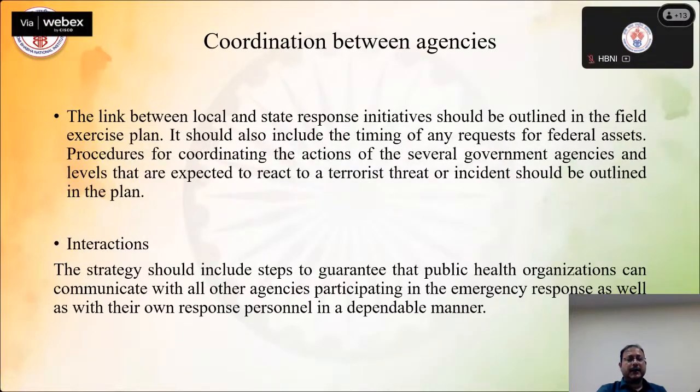Coordination between the agencies is much required. We should have a mutual aid spectrum if we want support from other nearby cities, industries, or hospitals. Then also there should be provision. The link between the state and local response initiatives should be outlined in the exercise plan. They should also include the timing of any requests for federal or national assets, and procedures for coordinating the actions of the several government agencies and levels that are expected to react to a threat or incident should be outlined in the plan.